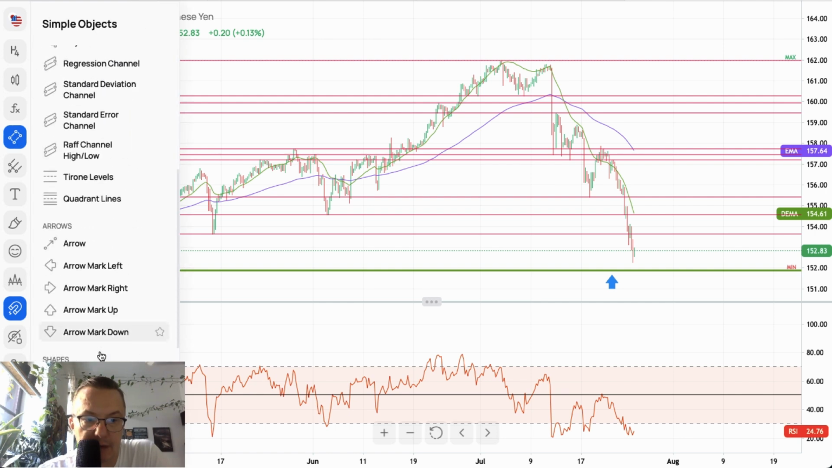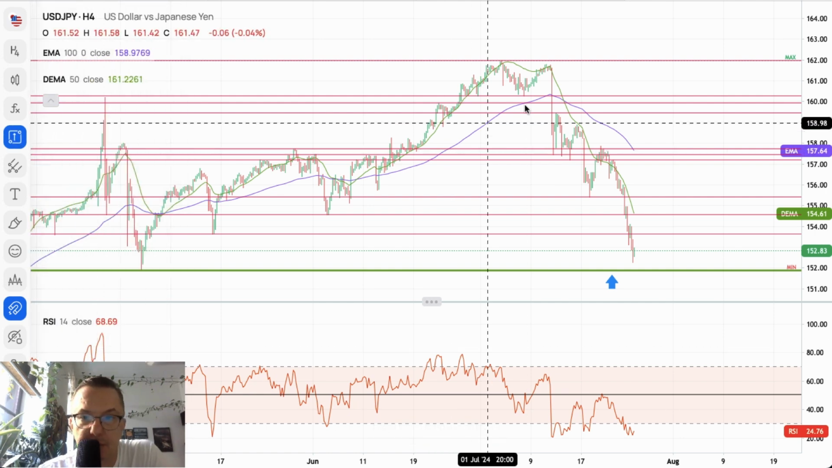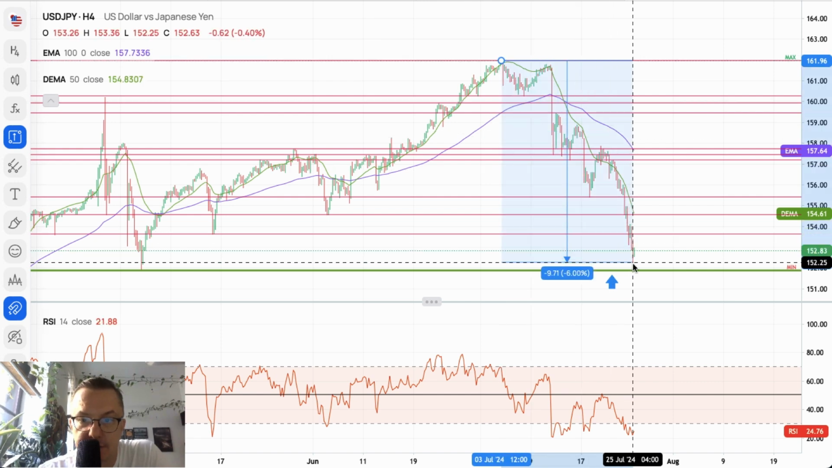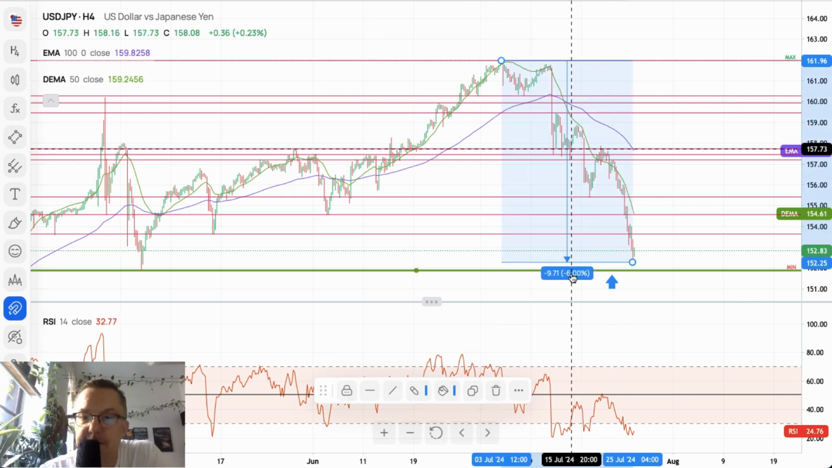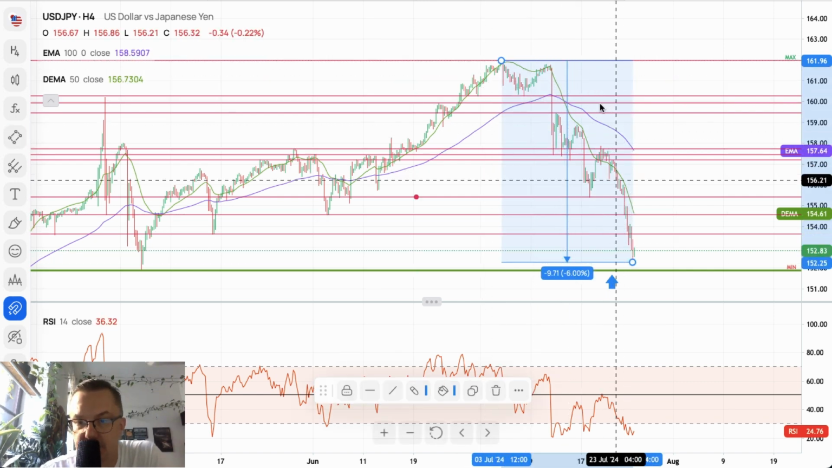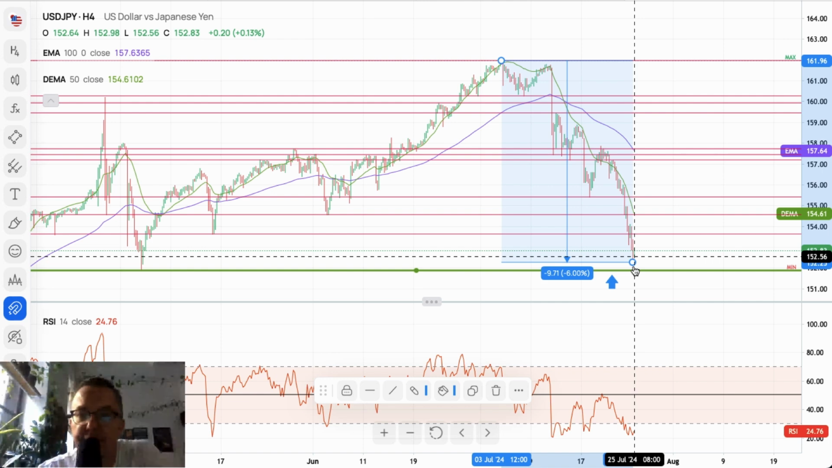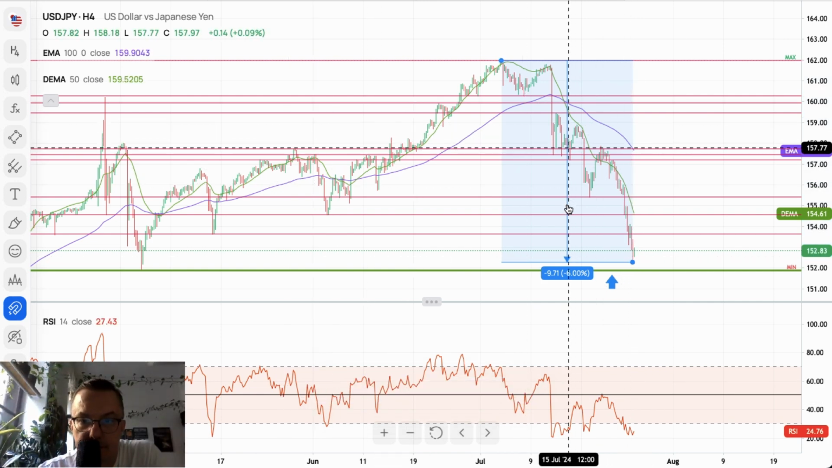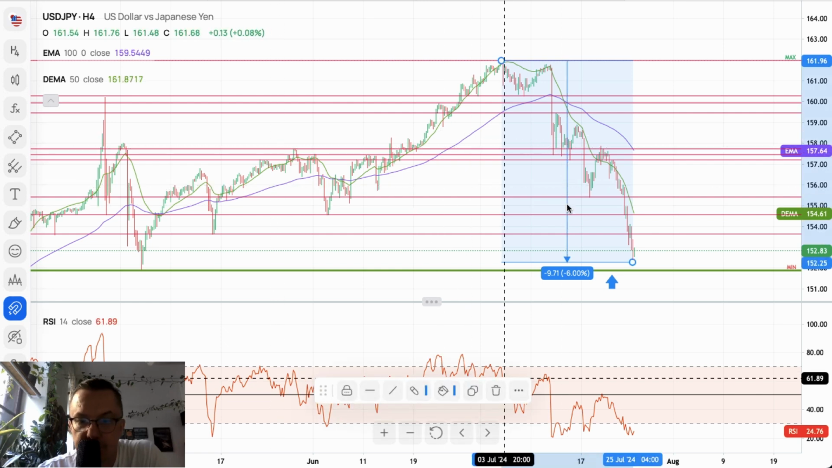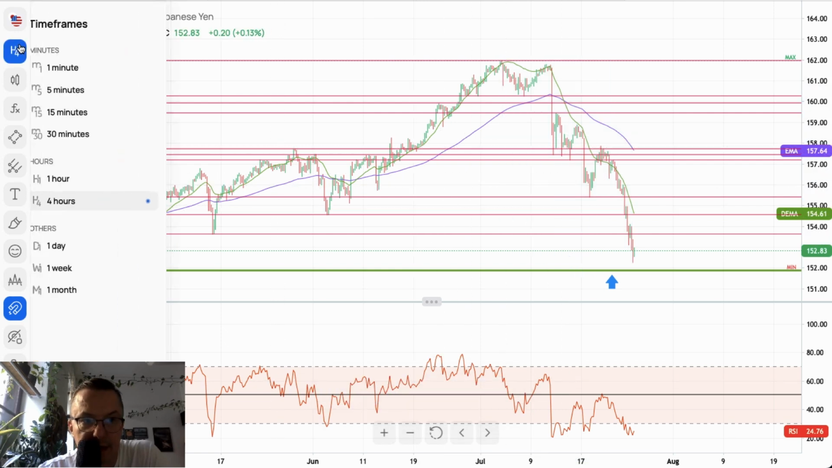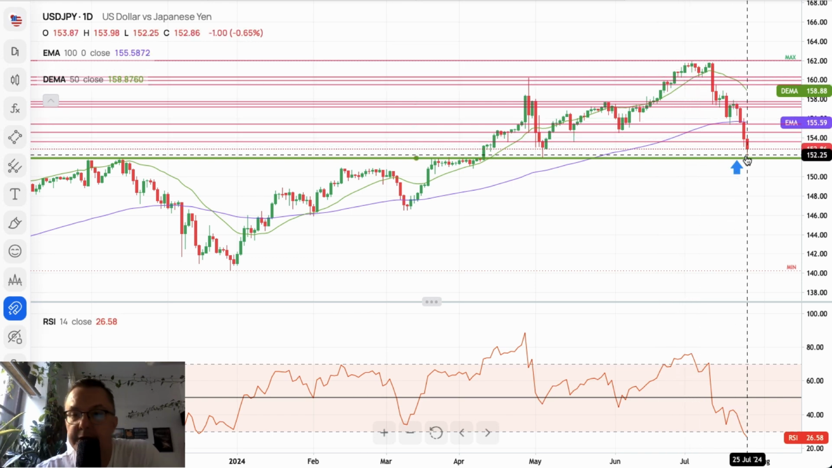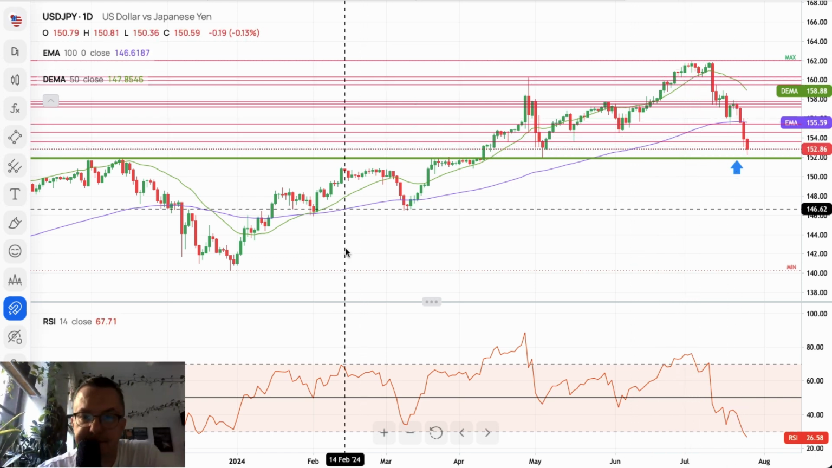Let me just take my tool, the price range tool, from the highs to the recent low. We deteriorated 6%. So that's a very impulsive movement to the downside, very sharp reversal, and this is how it looks on the 4-hour chart. If we switch to daily, you can see that the pattern is, you know, clear as the sun, right?